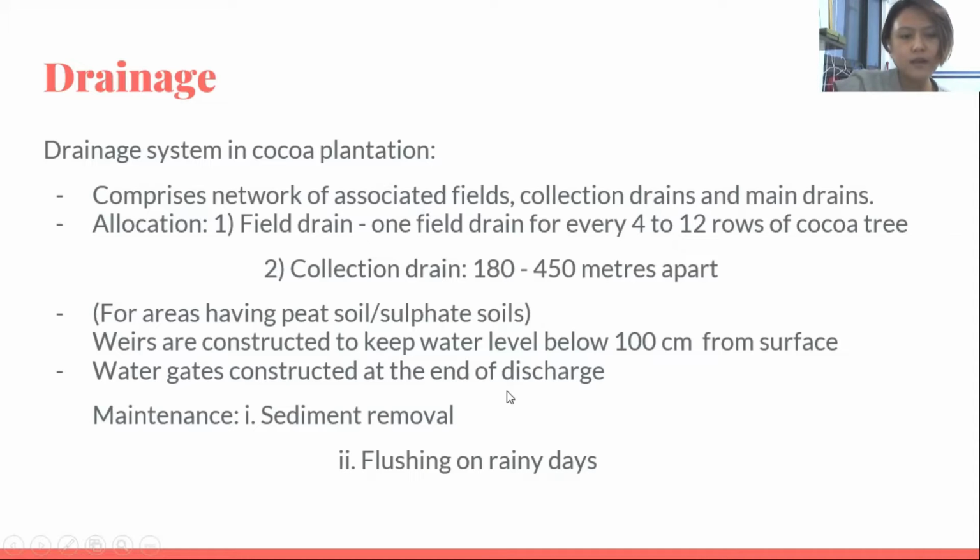The maintenance of a drainage system in a cocoa plantation includes sediment removal and also flushing on rainy days. The flushing on rainy days is done to remove the acidity in the irrigation water.